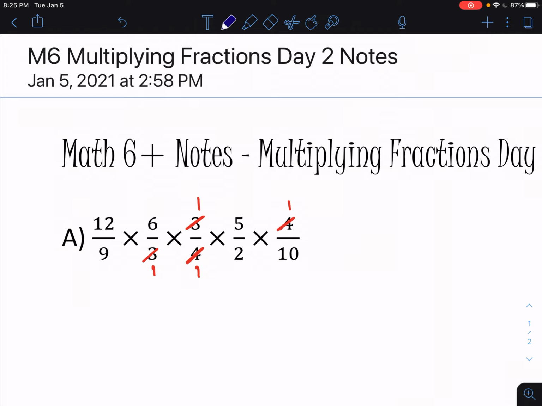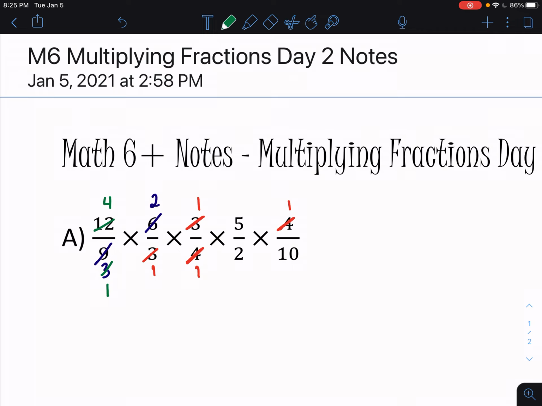Well, I noticed that the 6 and the 9 have something in common. So I'm going to cancel out the 9 and put a 3 because they have a 3 in common. And then I'm going to cross out the 6 and put a 2. So 6 divided by 3 is 2. 12 and 3 have something in common. So I can cancel out the 12 and put a 4 and cancel out the 3 and put a 1.